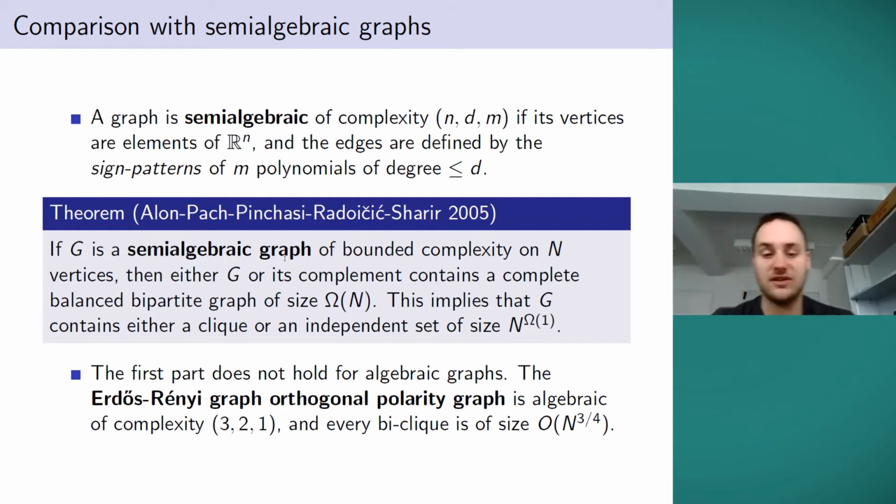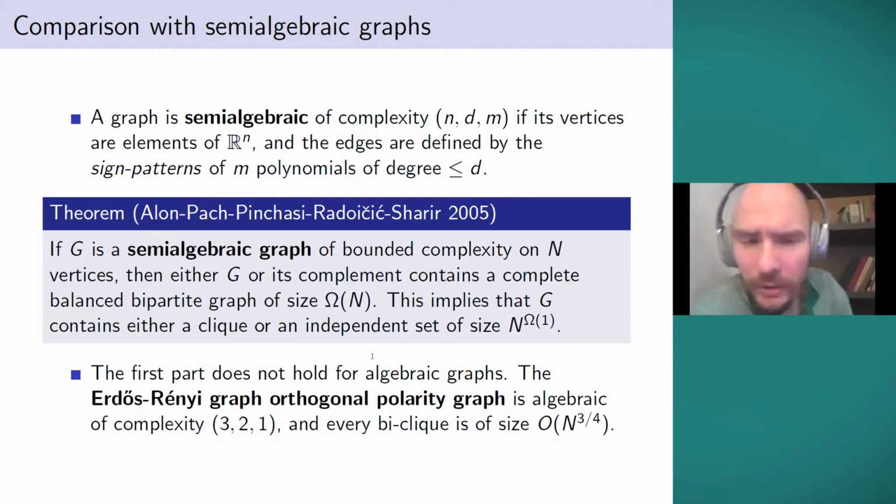the construction is this well-known Erdős-Rényi orthogonal polarity graph. So this graph has complexity 3, and every biclique is of size m to the 3/4. So this graph is just the usual construction if you want to find a C4-free graph. So this is the C4-free graph with the maximum number of edges, and this also has this nice property.